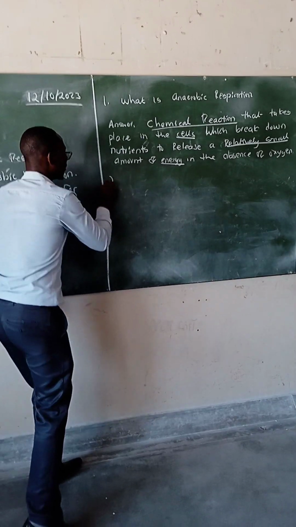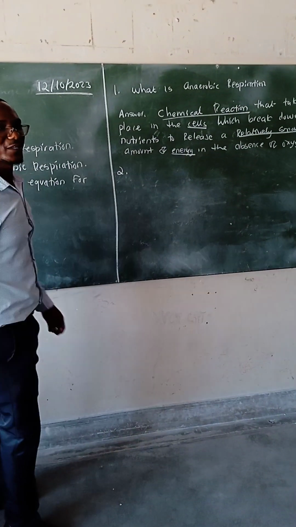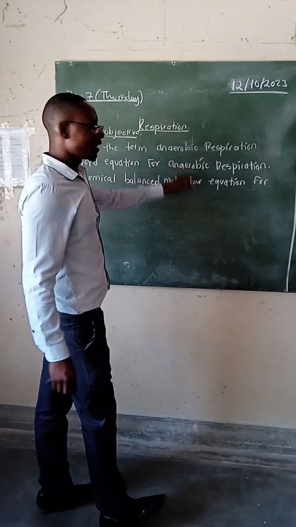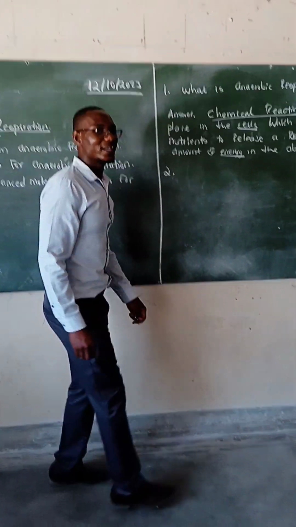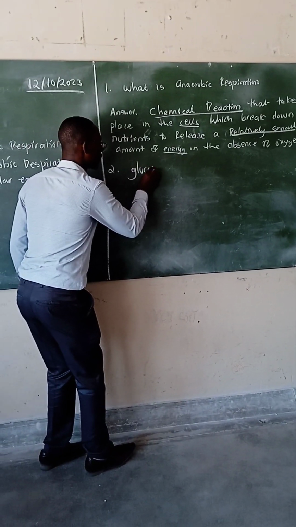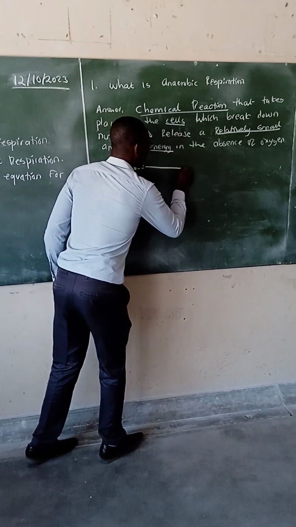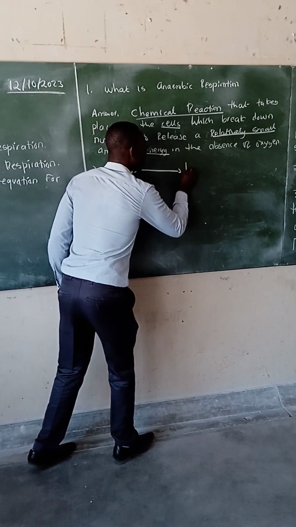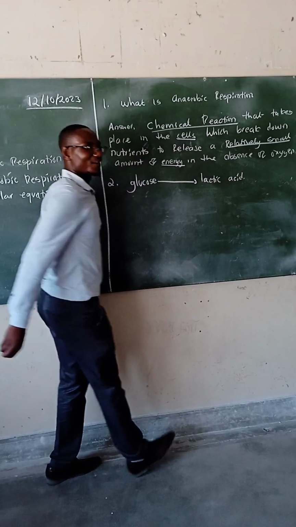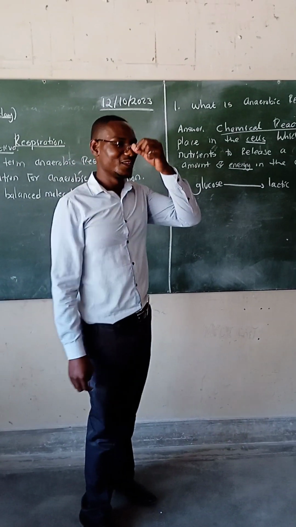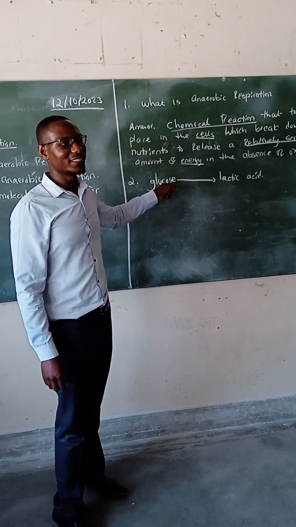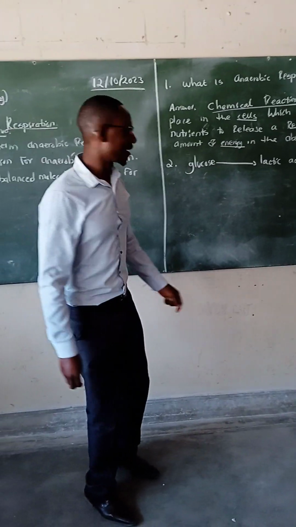Now let's come to specific objective number 2 because we don't have time. We will discuss more on it. Write down the word equation for anaerobic respiration. The word equation is this one: glucose will give you, and there's also energy release. So this is the word equation for anaerobic respiration.